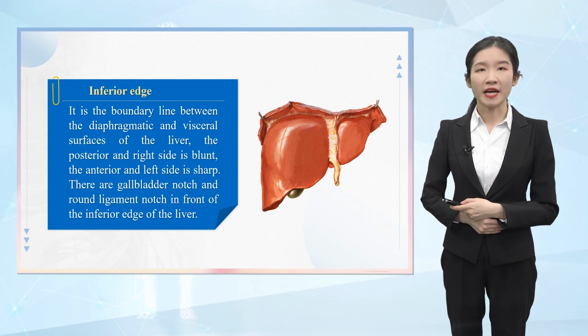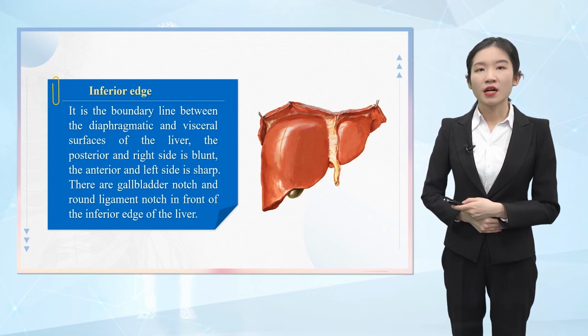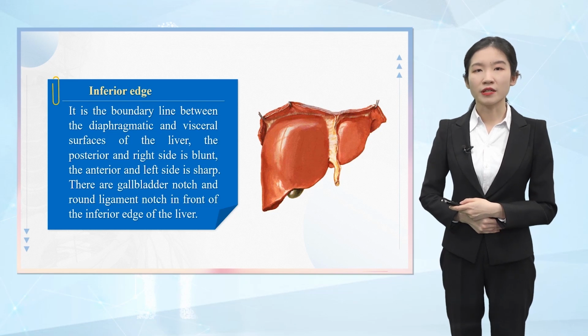Next, inferior edge. It is the boundary line between the diaphragmatic and visceral surfaces of the liver. The posterior and right side is blunt. The anterior and left side is sharp. There are gallbladder notch and round ligament notch in front of the inferior edge of the liver.